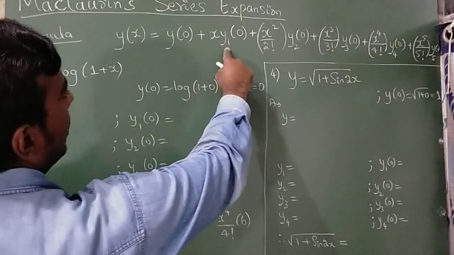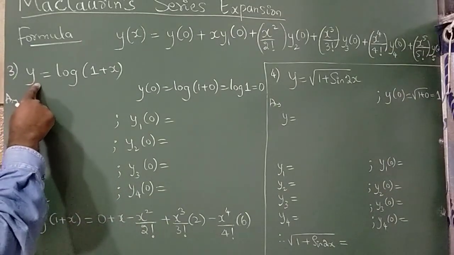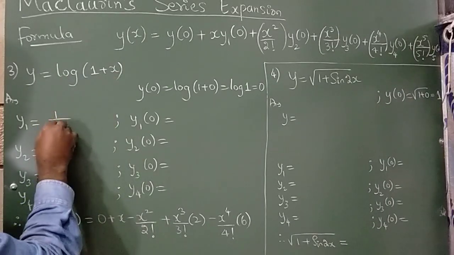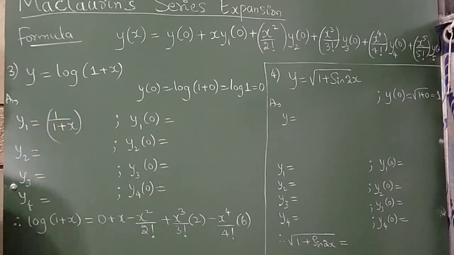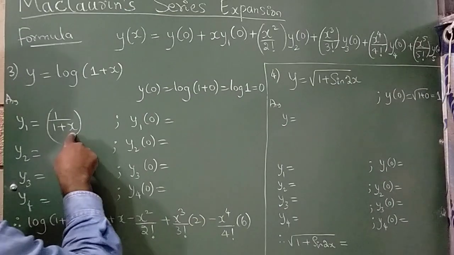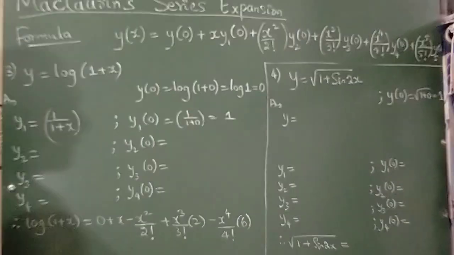Now I need to find y1(0). To find that, I need to differentiate y. So if I differentiate log of 1 plus x, I'll get 1 divided by 1 plus x. Fine. Now y1(0) means where there is x, I need to substitute 0. So I'll get 1.